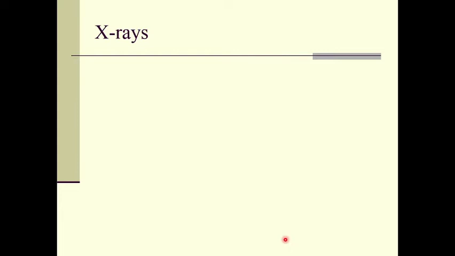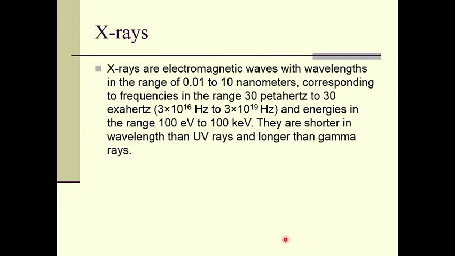So let us now study the X-rays or X radiation in detail. X-rays are electromagnetic waves with wavelengths in the range of 0.01 to 10 nanometers, corresponding to frequencies in the range of 30 petahertz to 30 exahertz, and energies in the range of 100 electron volt to 100 kilo electron volt. They are shorter in wavelength than UV rays and longer than the gamma rays.